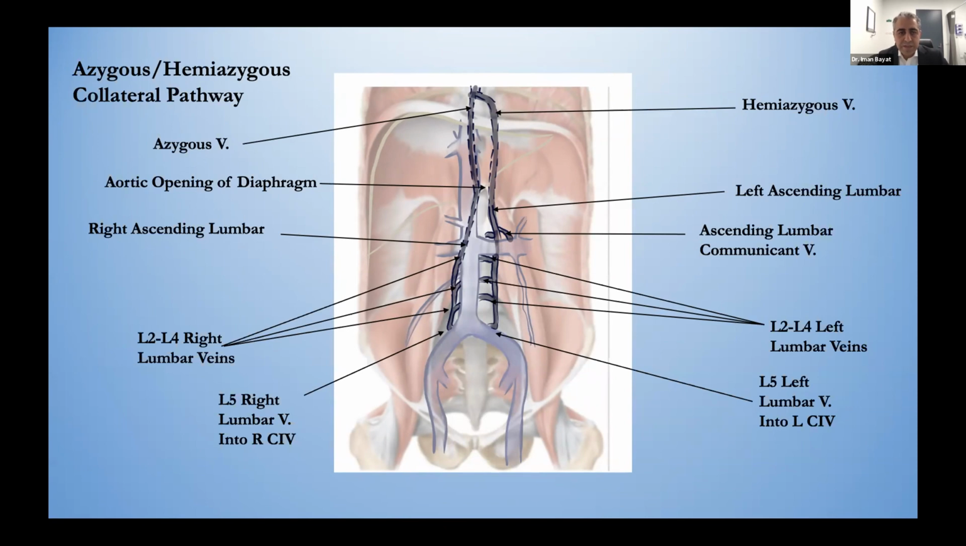And let's not forget the ascending lumbar communicant vein, which is very important in drainage of that right kidney. Now, both of these veins have to leave the abdomen through the aortic opening. So they'll come more anteriorly and leave through there and become the azygous and hemiazygous system and drain into the superior vena cava.